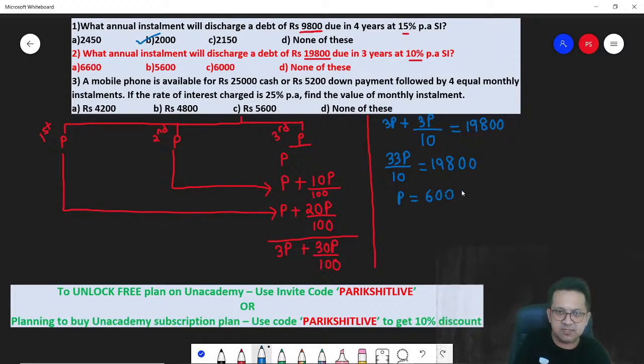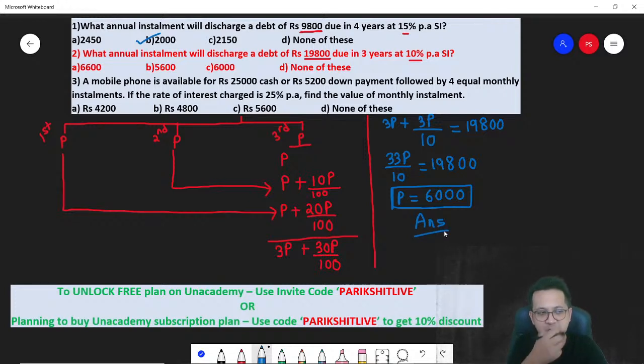P is equal to 6,000, and that's your answer. I hope it is becoming abundantly clear now. P is equal to 6,000. Do you get it? Remember, you need to conceptualize. You do not use any formula which is given in some random book and try to mug up.